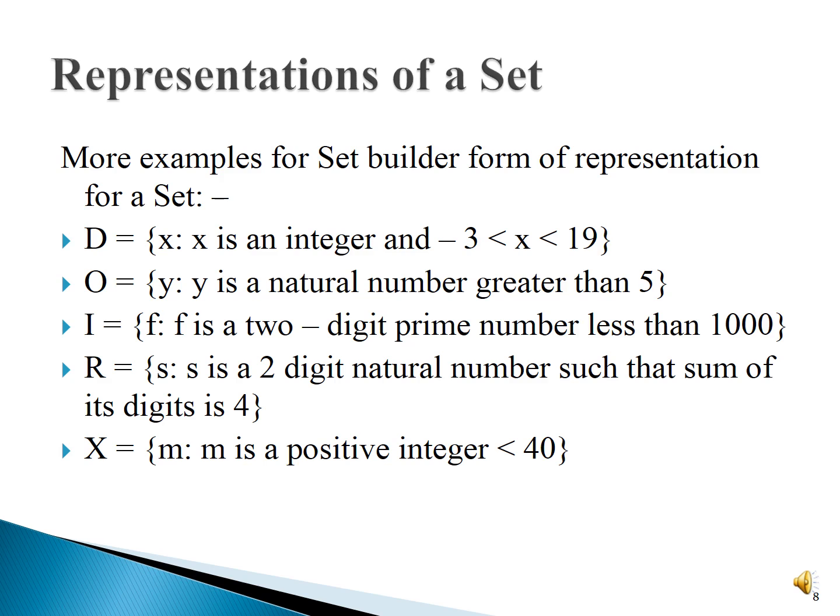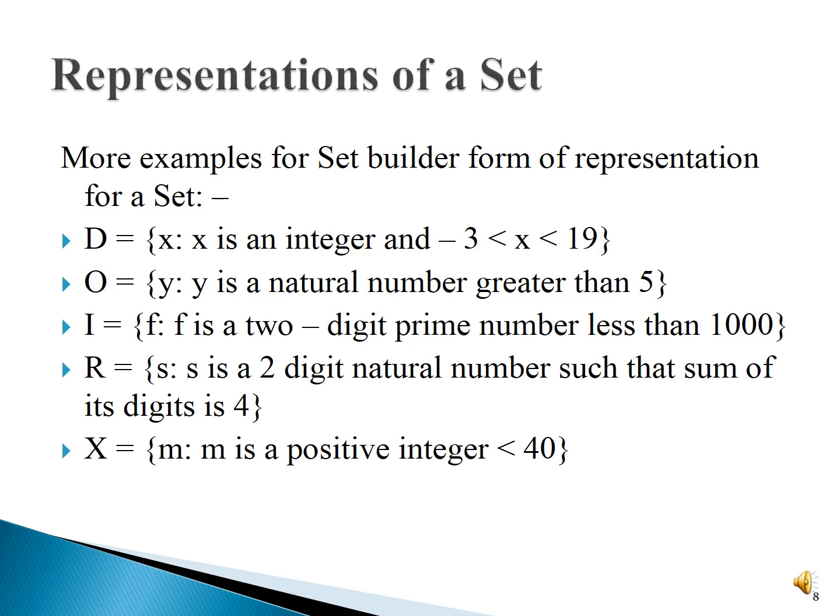We can see here a set D which is equal to {x}. We have an element named x and its characteristic is that it is an integer and it lies between -3 and 19. That is, x is an element which is greater than -3 and less than 19. So the roster form of D will be -3, -2, -1, 0, 1, 2, 3, 4, 5, 6 up to 19. So this is the representation of a set both in the set builder form and roster form.